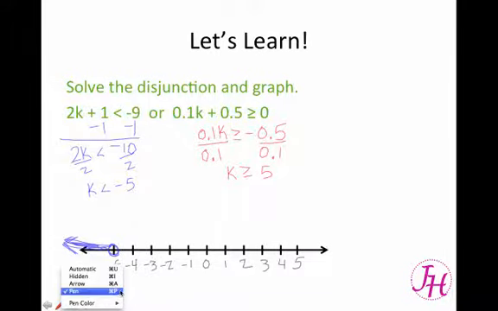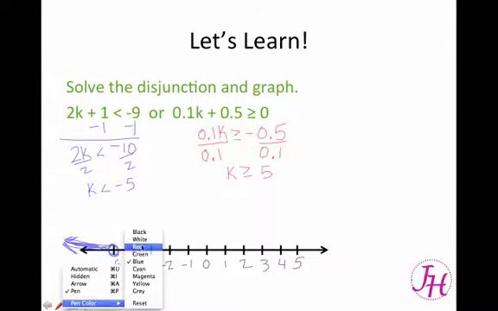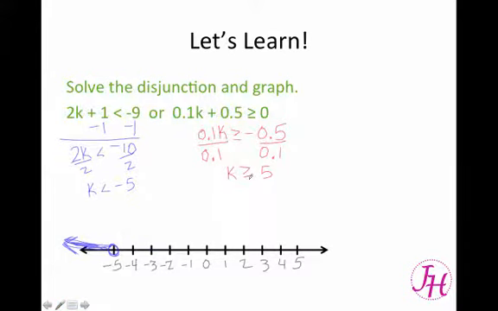Now we want to look at the second one. Let me pick up my red pen. There we go. And k is greater than or equal to 5. So we want a closed dot on 5 because it does have that equal to. And because our variable is on the left, we can go with the direction of the inequality. So it's pointing to the right. So we're shading to the right.